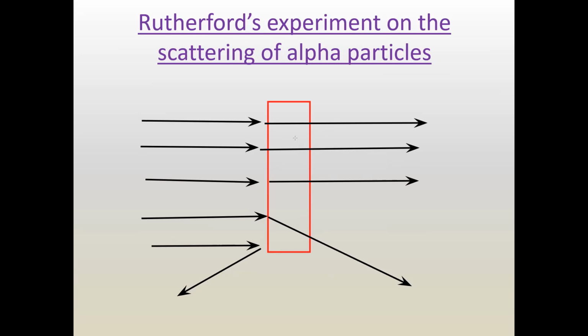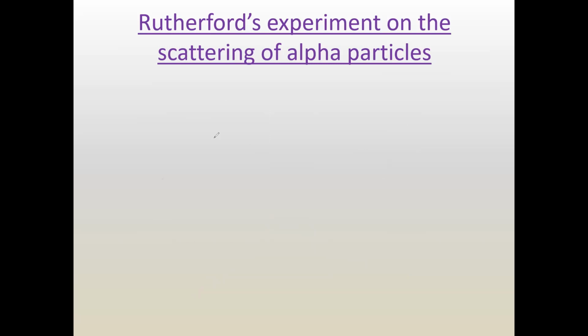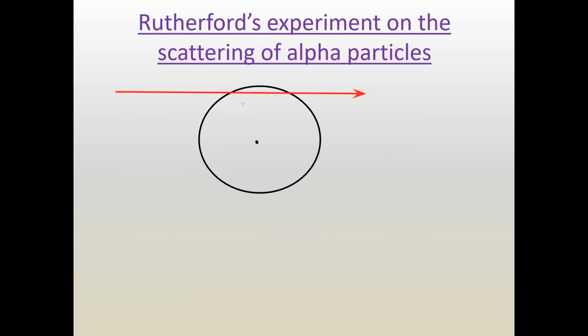And with this observation, he drew conclusions. So what were the conclusions? He said that if everything is made up of particles, atoms, then the first conclusion he drew was, like this is an atom of gold, most of the alpha particles are able to pass through.